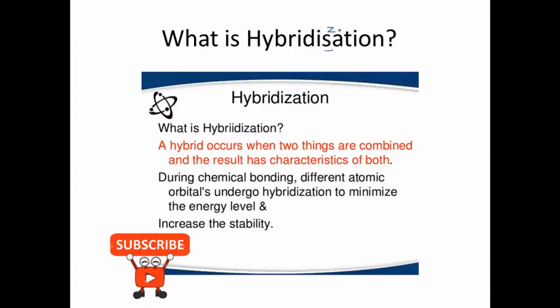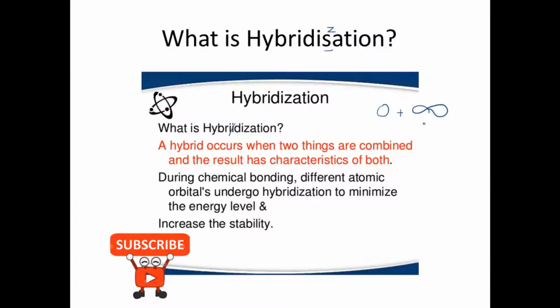Hybridization means like if you are mixing any two things, the new thing which is being formed has the characteristic properties of the first thing as well as the second thing. Same way in chemistry as well. What is hybridization? Sorry, it's only single I. A hybrid occurs when two things are combined and the result has characteristics of both. Similarly, whenever any atomic orbitals, either of s type or p type, are intermixing, they form a set of new orbitals.